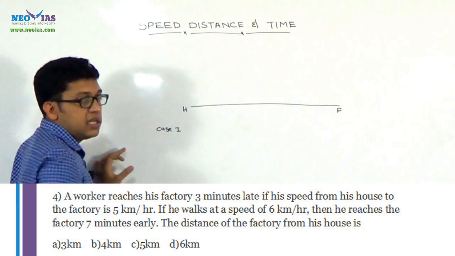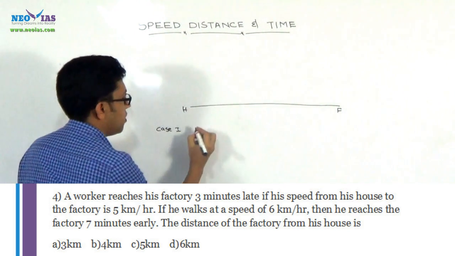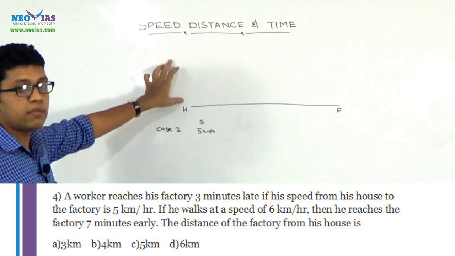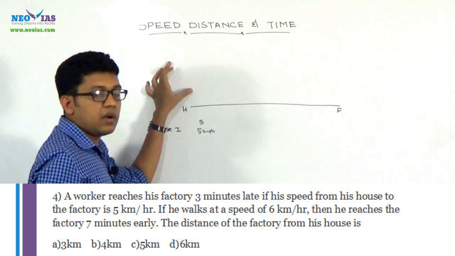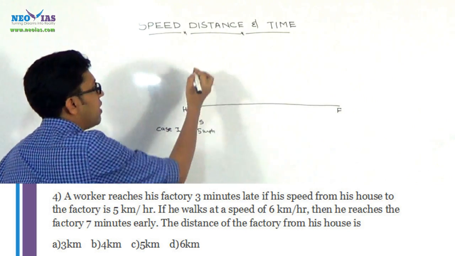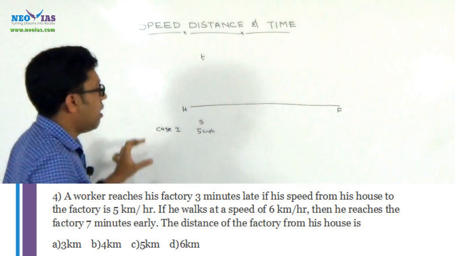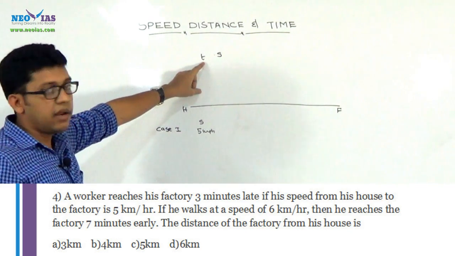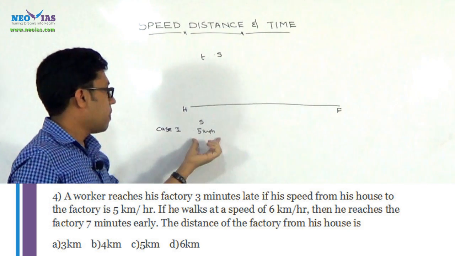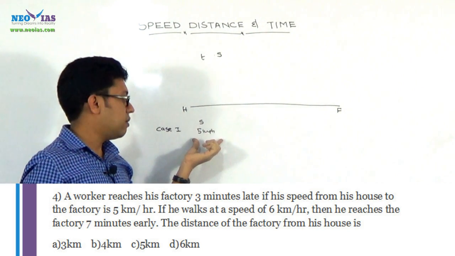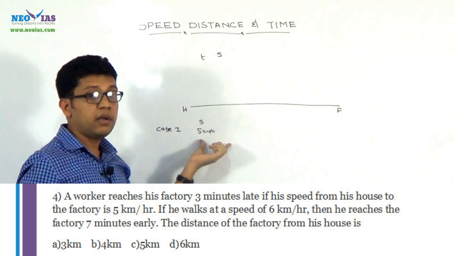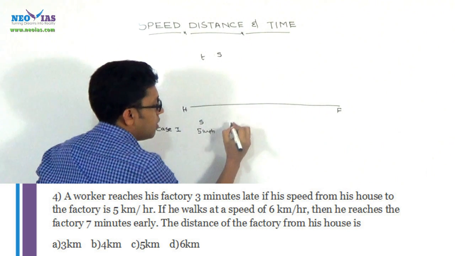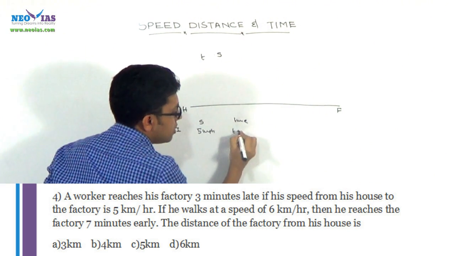Case 1, he is moving at a speed of 5 km per hour. Just think that at his usual speed, he reaches his factory at a time t. Let his usual speed be s. At his usual speed s, he reaches his factory at time t. Then in the first case, the worker reaches his factory at a speed of 5 km per hour with a time 3 minutes more than the usual time. That is, the time will be t plus 3.